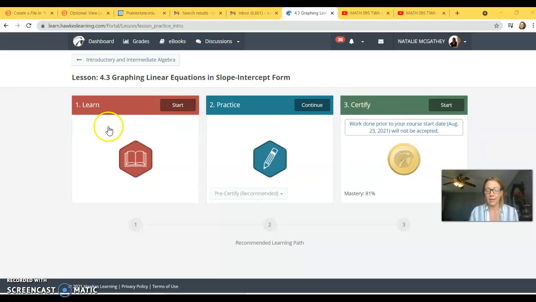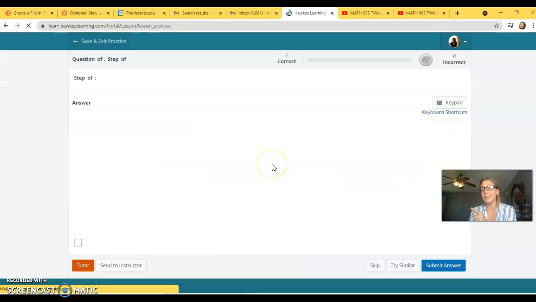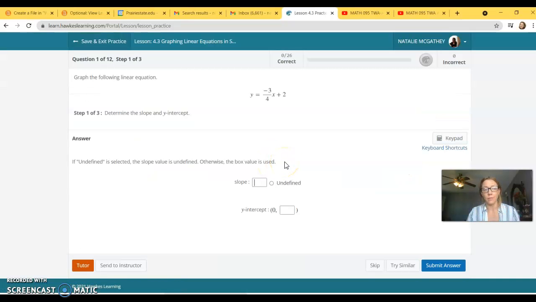Learn, remember that's your textbook, practice, and certify. We're going to start in practice mode, but you only get credit for doing the certify. Okay? All right, so you got 12 questions here. Some of these questions have multiple steps. If I were you, have your paper in front of you, your notebook, so that you can write down the problems.